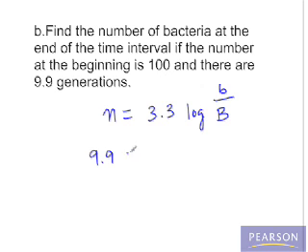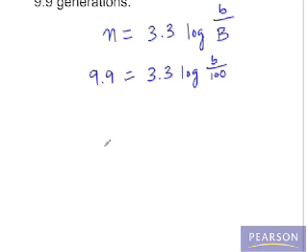So we have 9.9 equals 3.3 times the log of little b over capital B, which is 100. So we're solving this for lowercase b. We'll divide both sides by 3.3, giving us 3 equals log of lowercase b over 100.